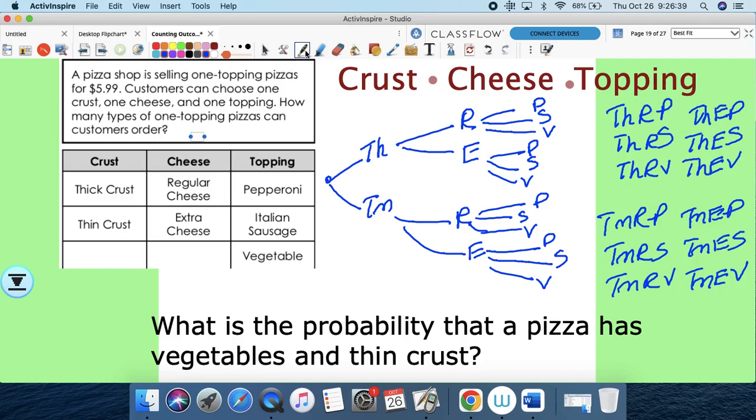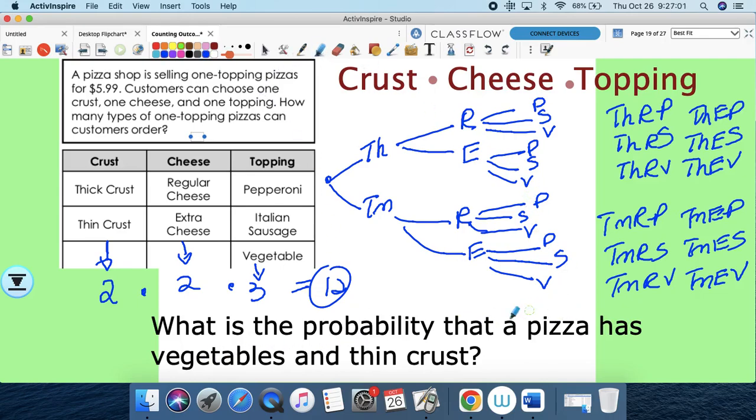Now, if you use the fundamental counting principle, how many here? The crust had 2. The cheese, how many types of cheese? 2. Toppings, pepperoni, sausage, and vegetable, we have 3. So if you multiply 2 times 2 times 3, we get 12. Do we have 12 over here? Yeah, we do.